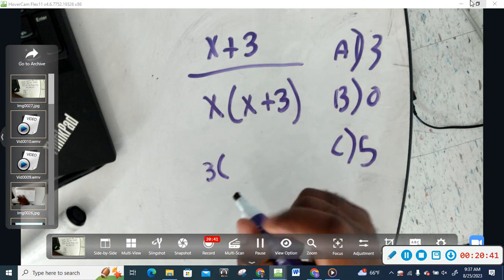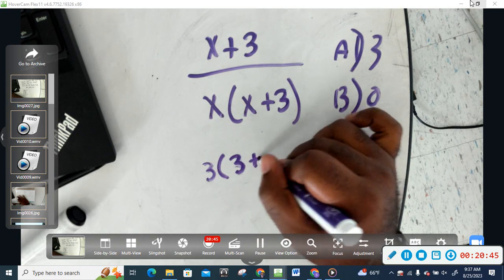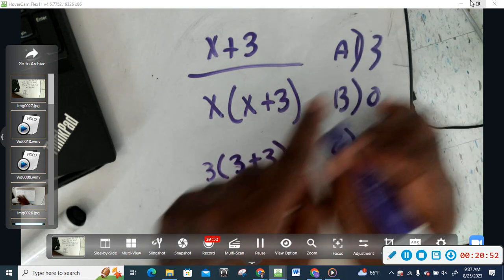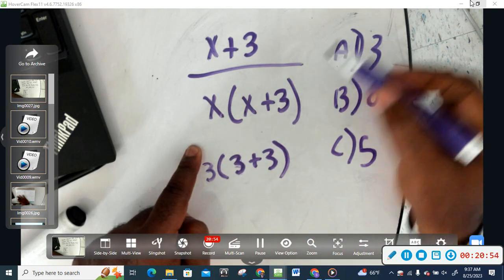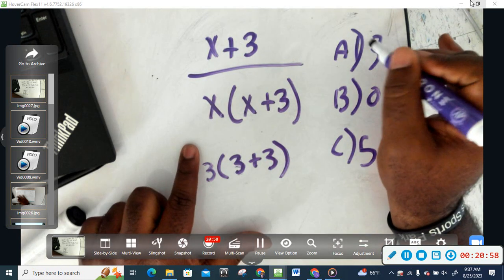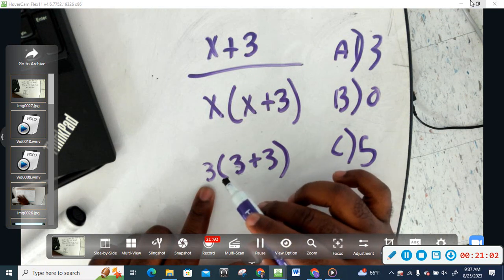3 times the quantity 3 plus 3, because I filled in this value for x. Every time I see an x, I filled in this. I'm just trying to check. Yep, I just want to check each answer choice one by one. So looking at this.